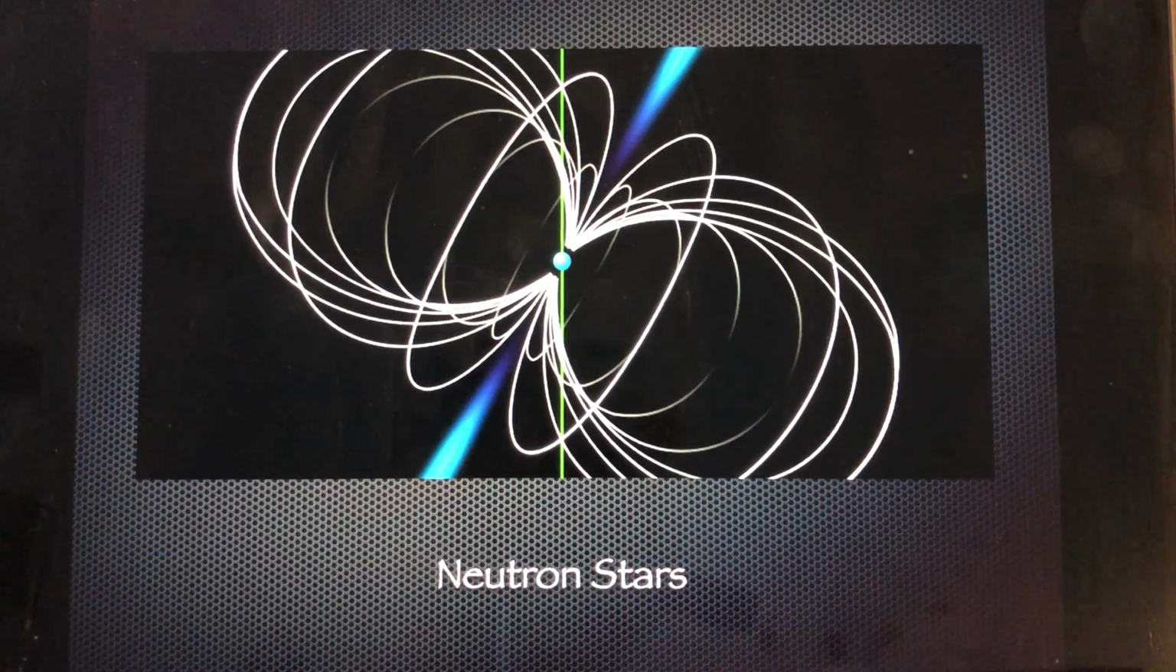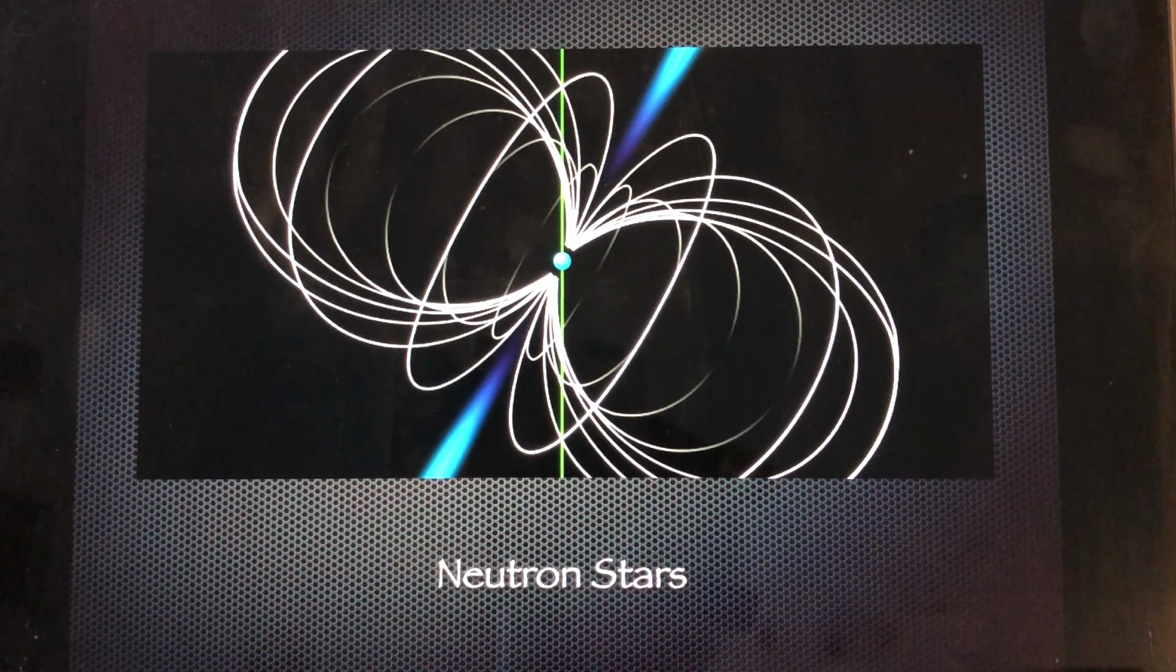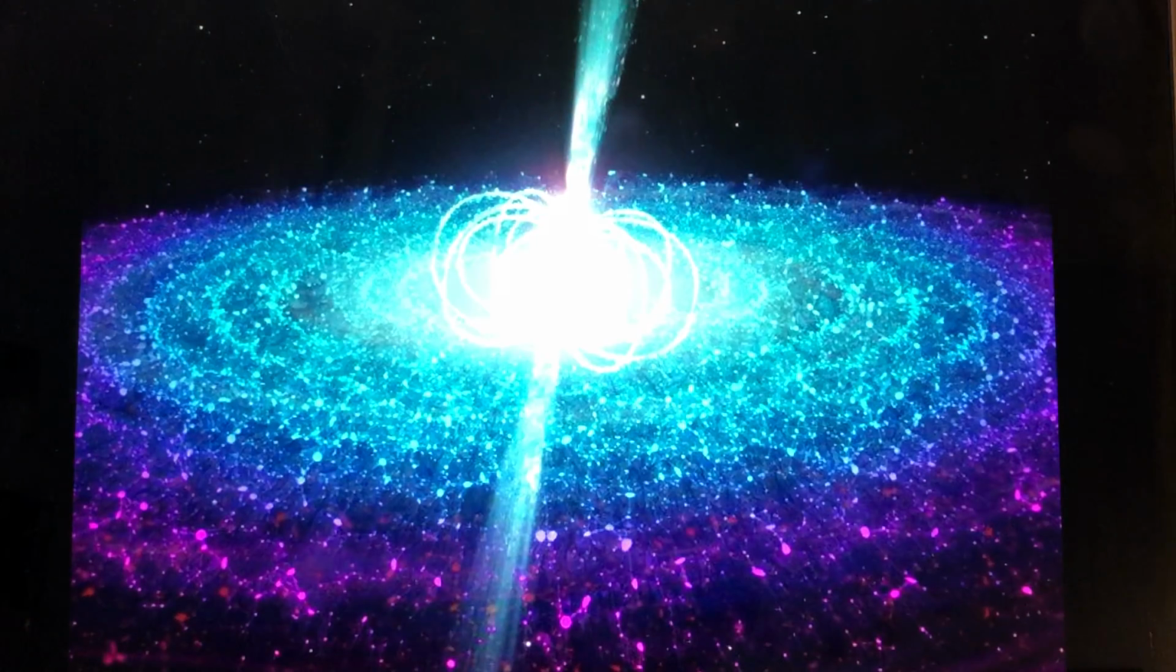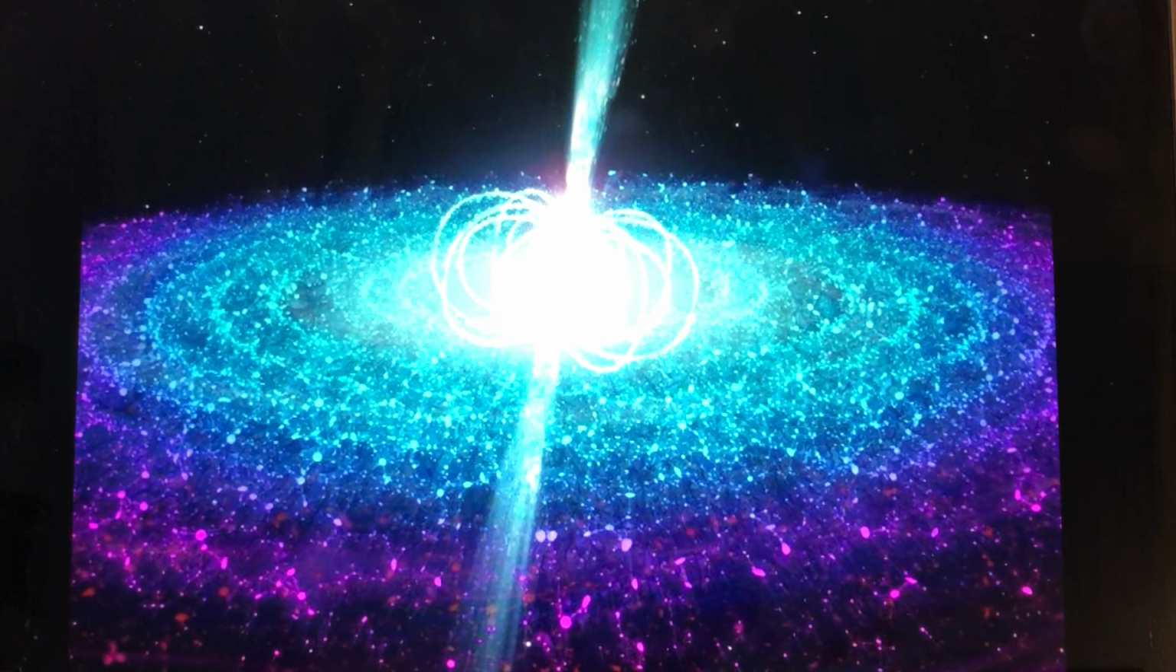The next one I'm going to introduce is the neutron star. When the core of a massive star undergoes gravitational collapse at the end of its life, protons and electrons are literally squashed together, leaving behind one of nature's most wondrous creations, the neutron star.